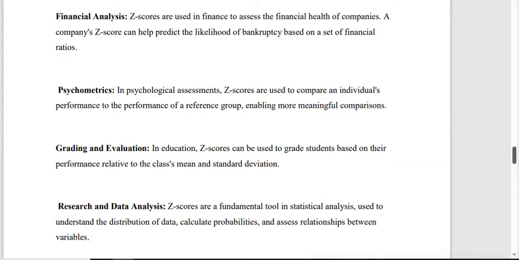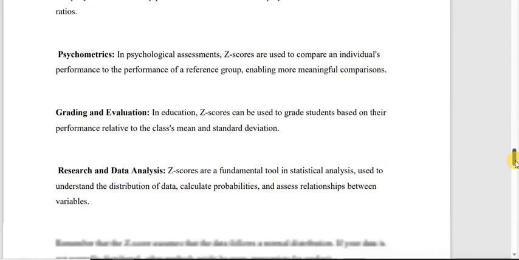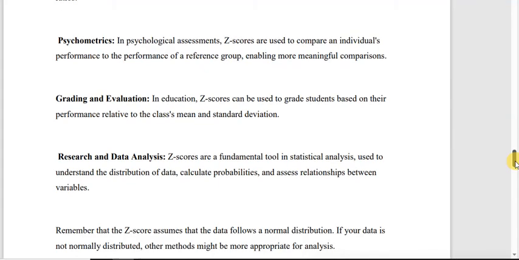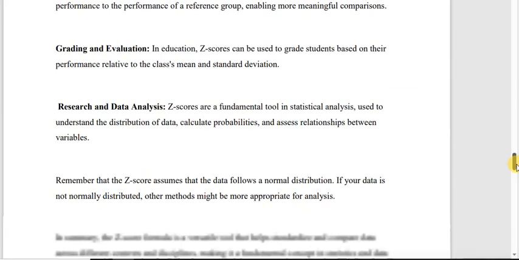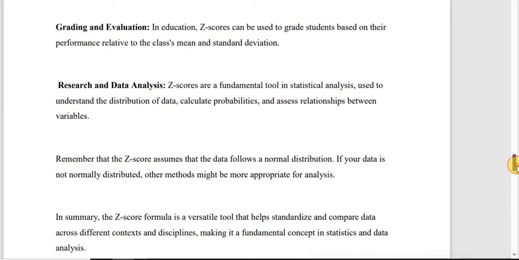In psychometrics, that is in psychology assessment, it helps us also identify the individual's performance in reference to a group, that's control and so on. So in grading and evaluation, it also helps us compute the class mean and compare the performance of each student based on what we have as a class.